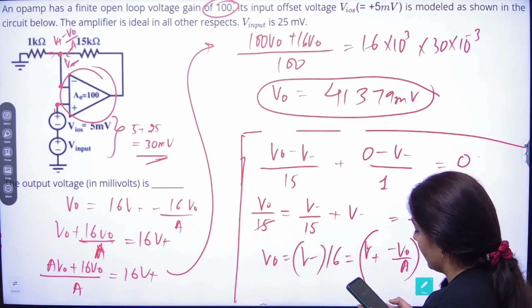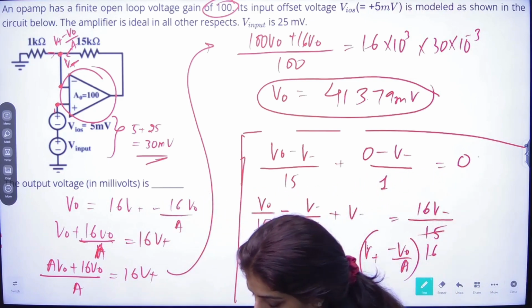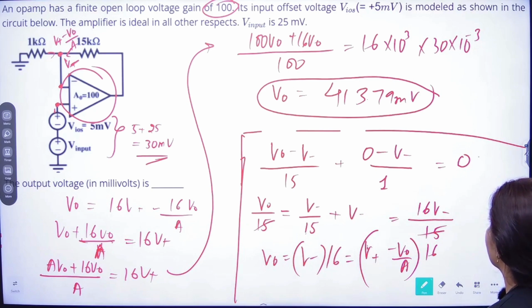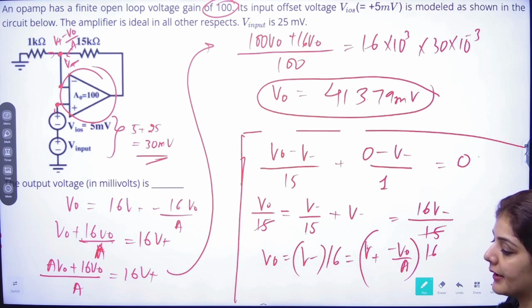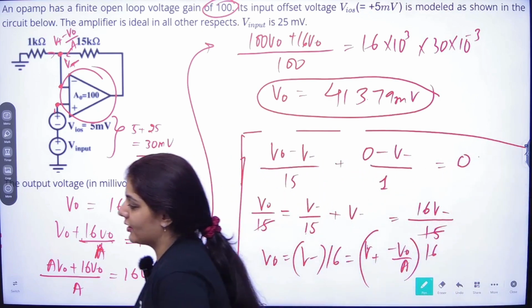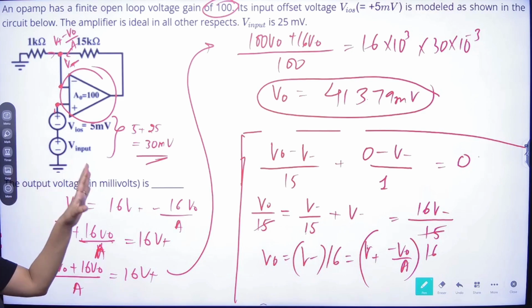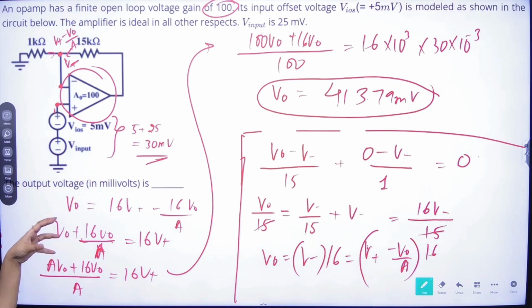Yeah, so it is 413.79 exactly. So this is the final value of V naught. I can give you a direct formula for such cases. Whenever you have cases like this, this is what I solved by putting all the values.